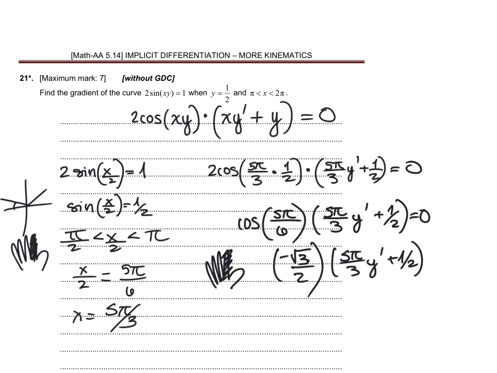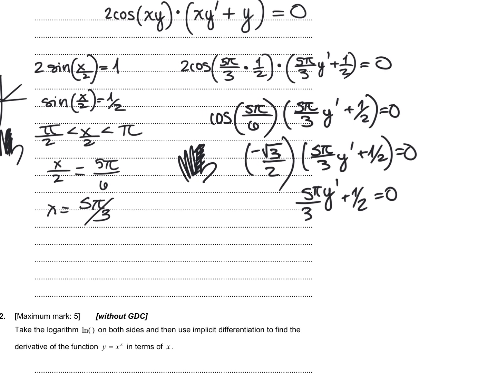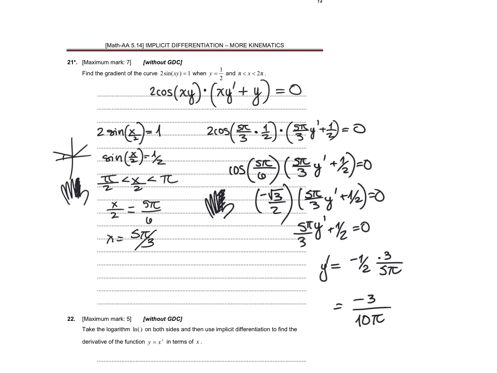So, yeah, now dividing by that goes away. So 5 pi y prime over 3 plus 1/2 equals 0. So if we subtract 1/2 and then multiply by 3 over 5 pi, we're going to have negative 3 over 10 pi is the gradient of the curve.